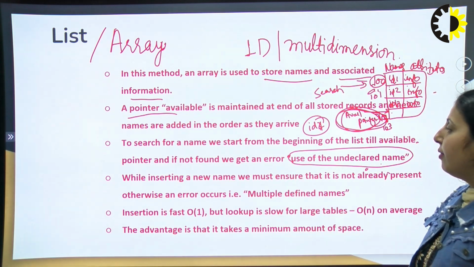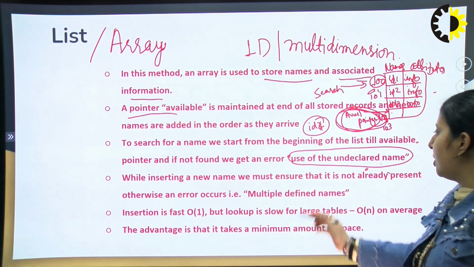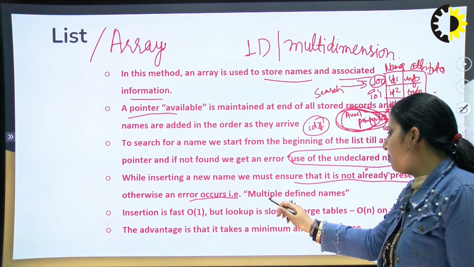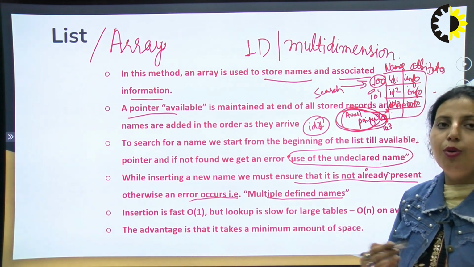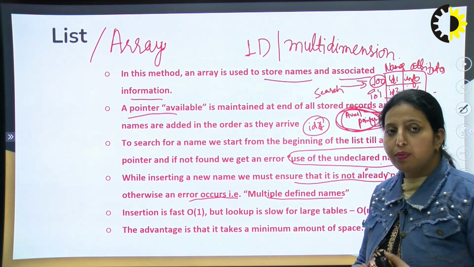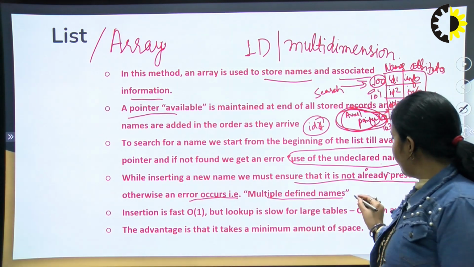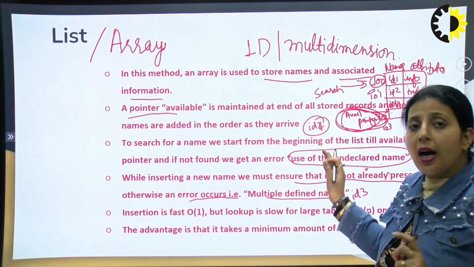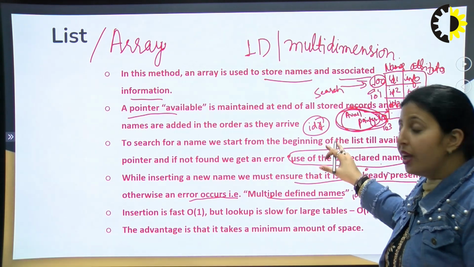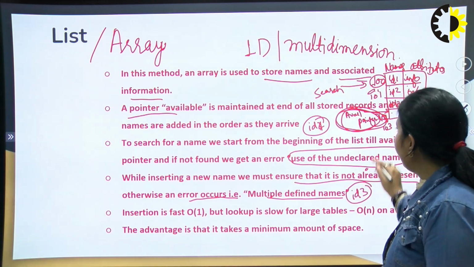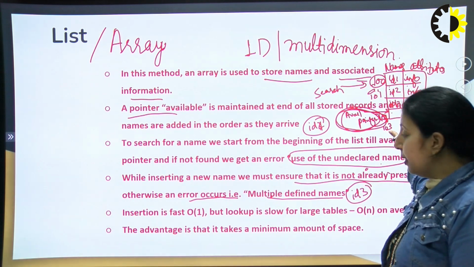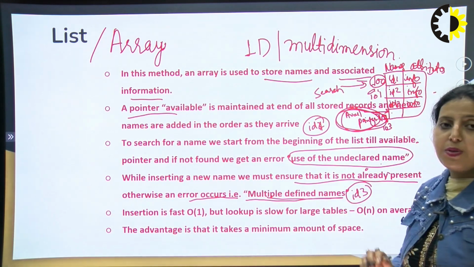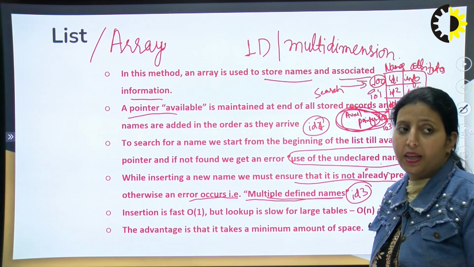While we are inserting a new name, we must ensure that it is not already present, otherwise an error occurs, that is multiple defined names. Suppose we want to insert ID3, then we have to search whether ID3 is present in the symbol table or not. If ID3 is already present, it gives the error of multiple defined names, meaning this name has been defined multiple times.